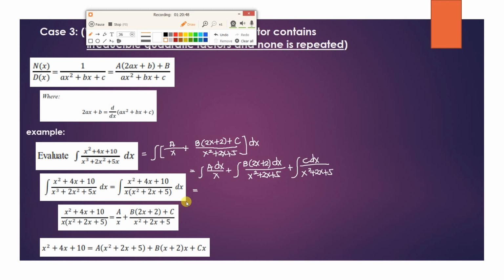Substituting the value of A. Ano ulit yung value ni A? 2. Labas ko na si 2. Constant naman, dx over X. Plus, yung B, ang value ni B ay negative 1 half. So, labas ko na yung negative 1 half para hindi makagulo. Tapos, meron akong 2x plus 2 dx. So, mamaya sasabihin ko sa inyo na mas madali kung kinukuha na yung derivative sa simula pa lang ng denominator. Plus C, where C is equals to 1. Kaya wala na si C, 1 na siya. Dx over X squared plus 2X plus 5.